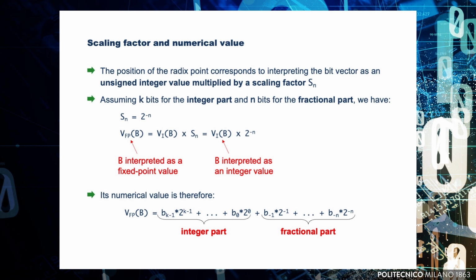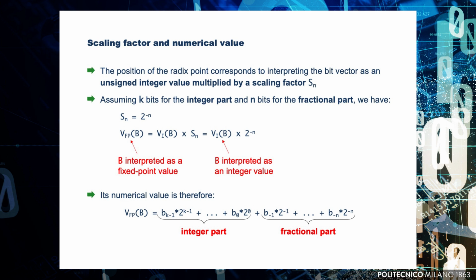The position of the radix point in a fixed point binary representation corresponds to interpreting the bit vector as an integer value multiplied by a scaling factor. If we consider a bit string B composed of k bits for the integer part and n bits for the fractional part, the scaling factor is equal to 2 raised to the power of minus n, and the numerical value of B as a fixed point value is equal to the integer interpretation of the bit string multiplied by such a scaling factor. Alternatively, we can view the representation in terms of positional weights.